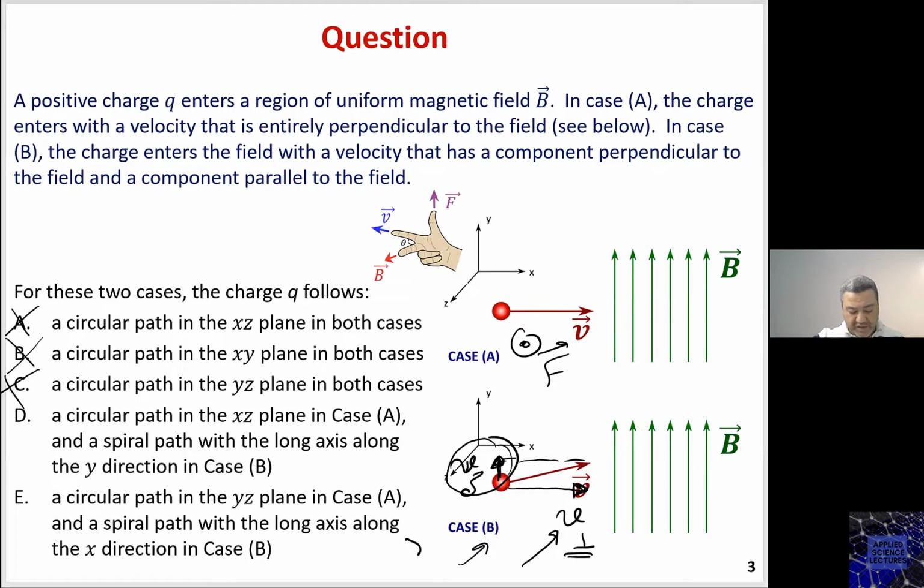So the answer is D. A circular path in the XZ plane in case A, and a spiral path with the long axis along the Y direction in case B. This is a correct one. This one is also not correct.